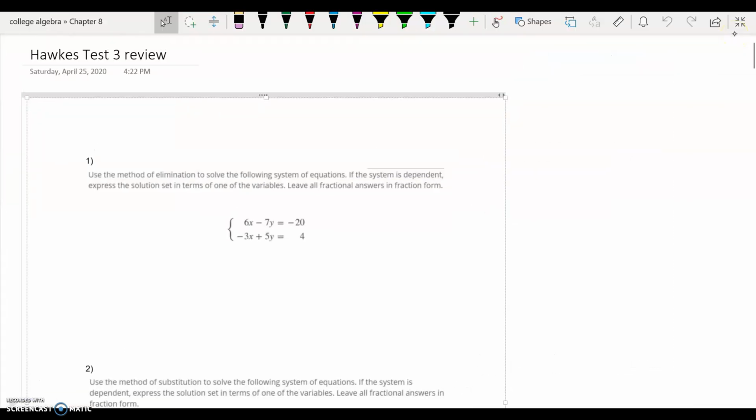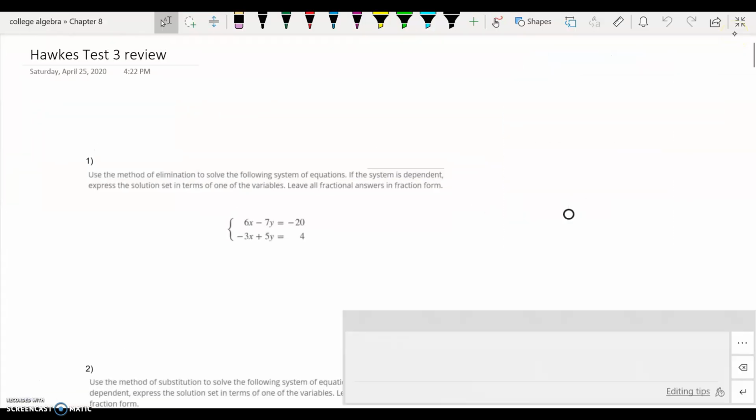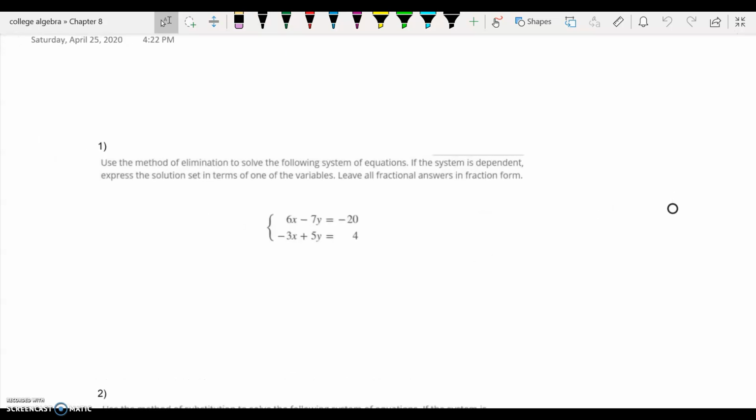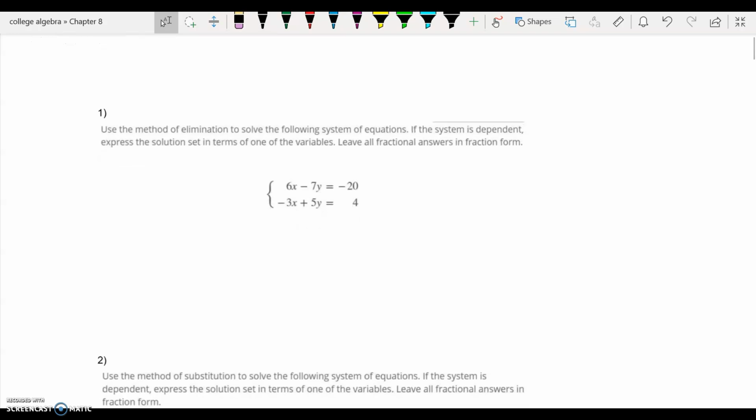Hey guys, so this is just a review for the test that you have to take. This is your final grade, and I will put it in the gradebook as a test grade. So just make sure you do the best on it. You can take as many times as you want. I'll change the password after 3 tries.